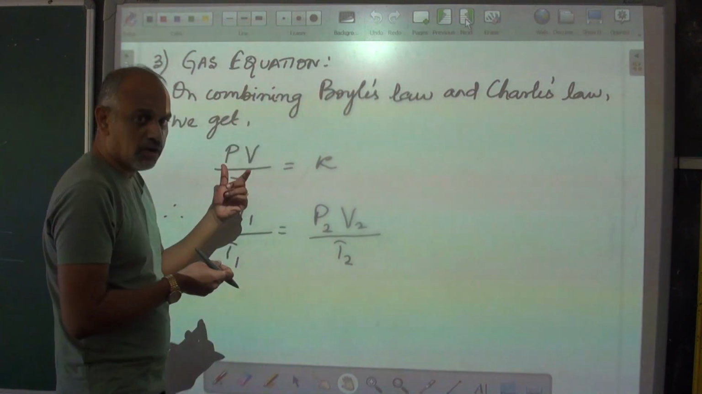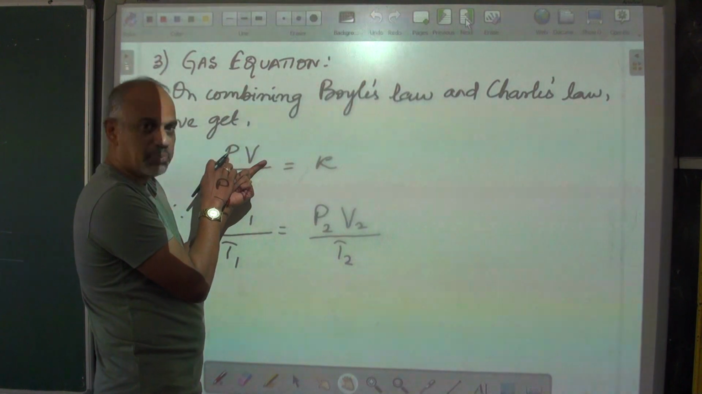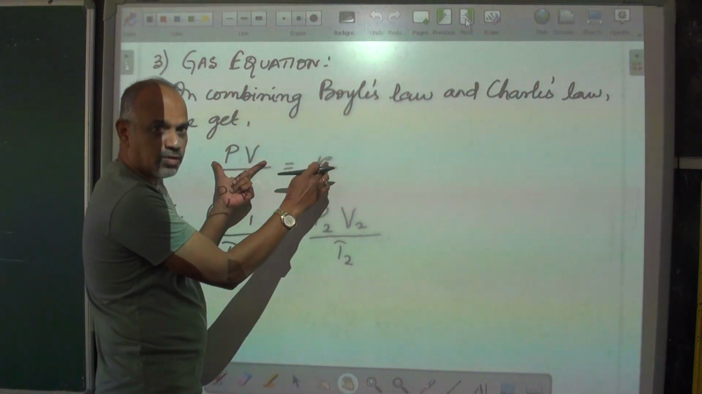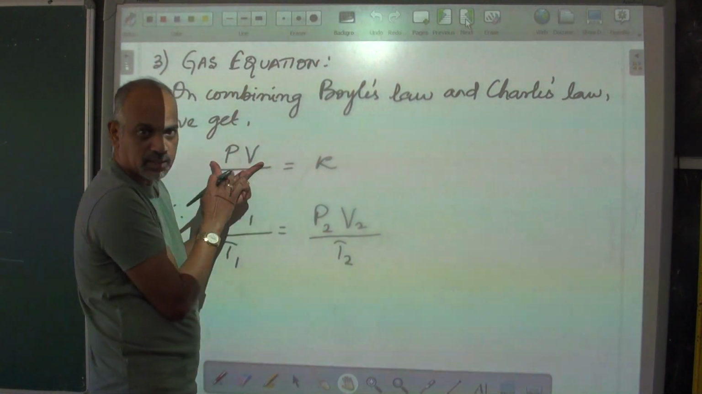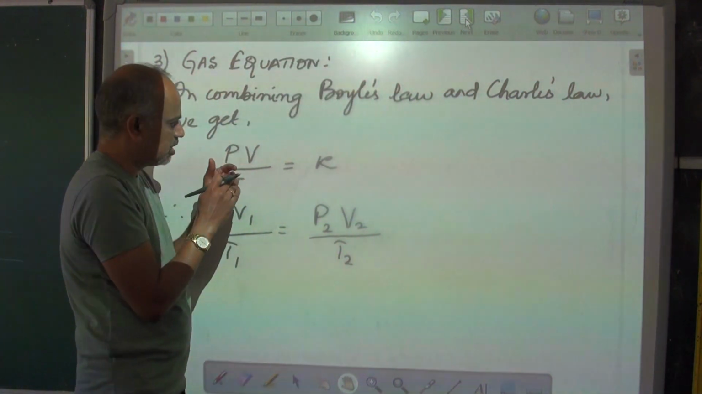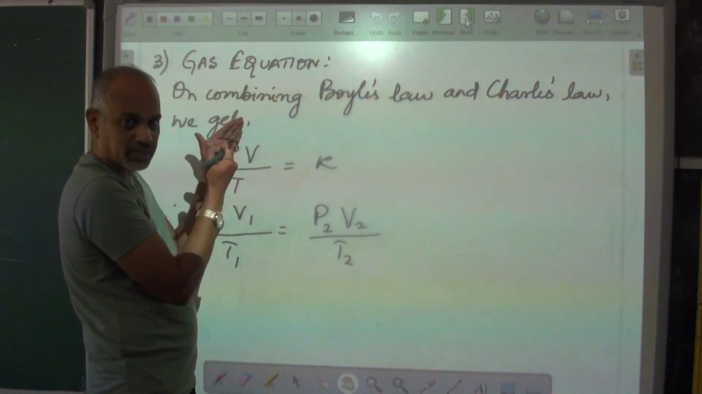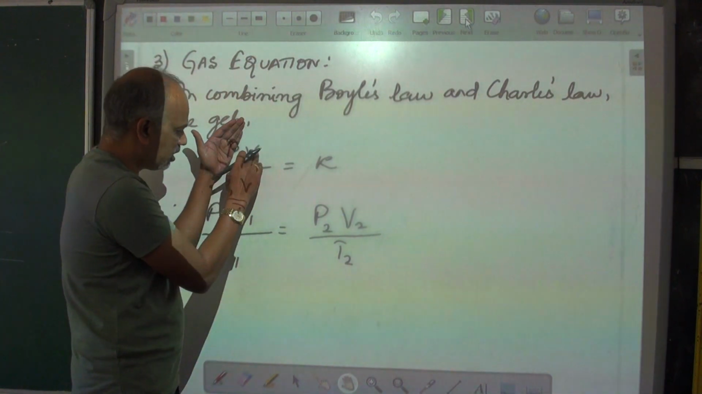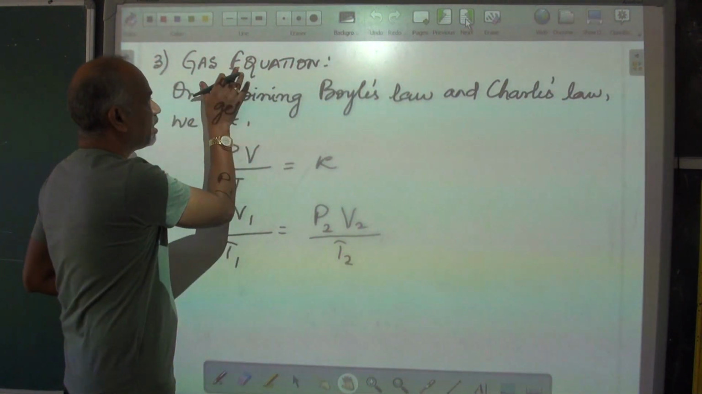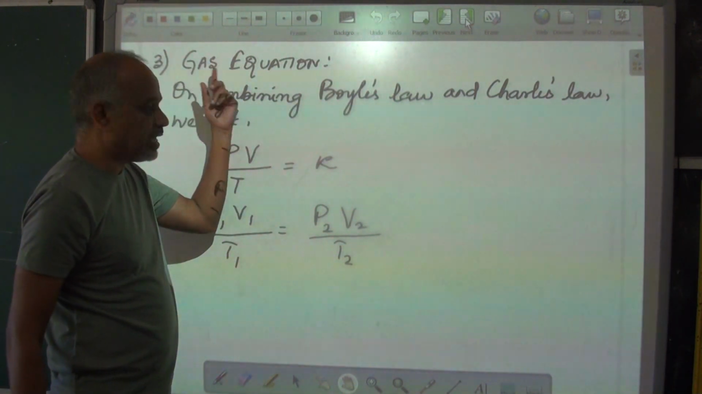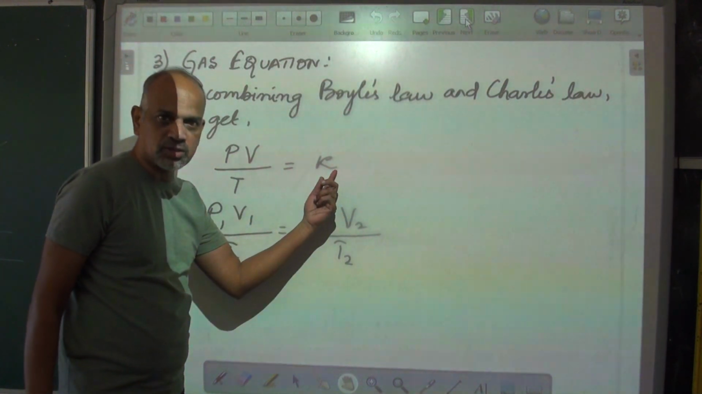Boyle's law says P into V is equal to a constant. Only that much. P into V is a constant. And Charles' law says V by T is a constant. There is no pressure there. Pressure is constant there. V by T is a constant. So combining them, the equation that you get is called the gas equation, which is PV by T is a constant.